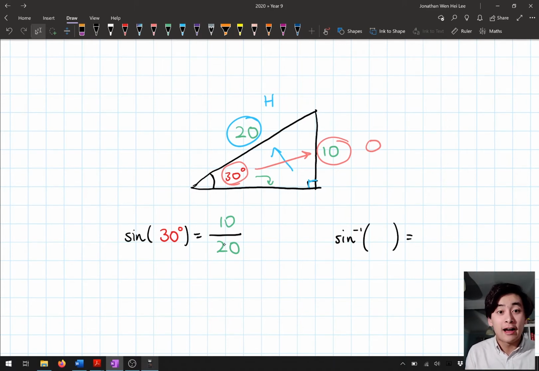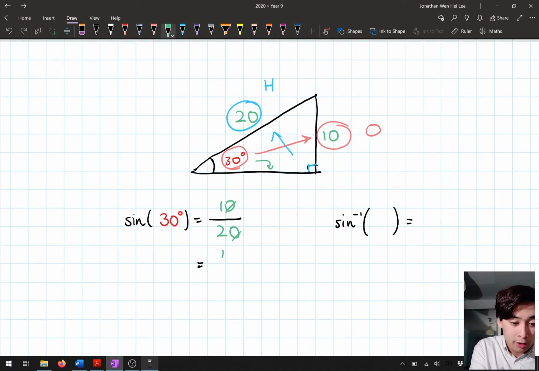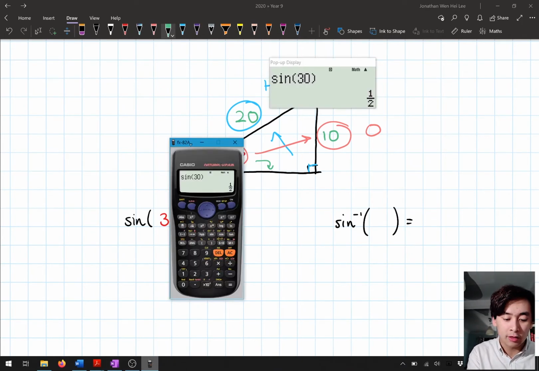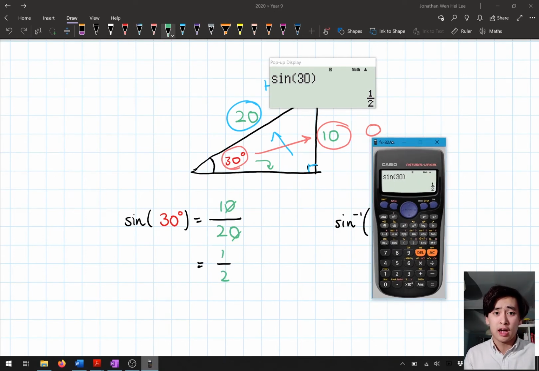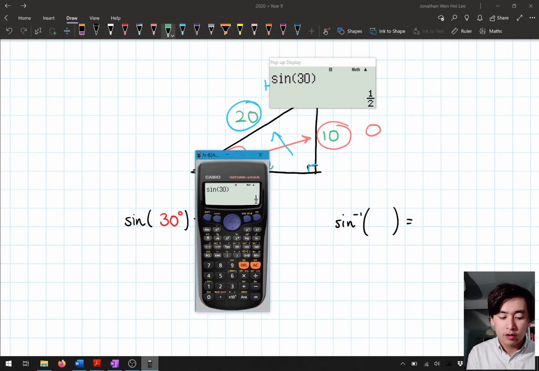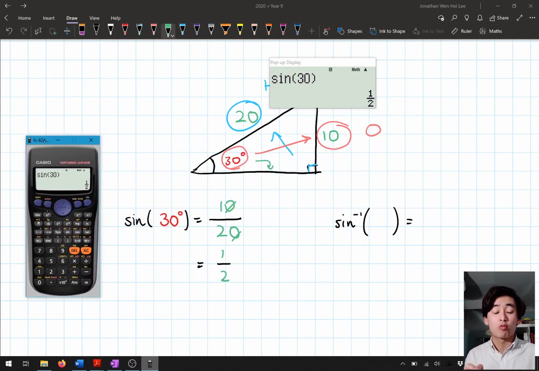We can actually simplify 10 over 20, and if I cancel out the zeros at the end, so divide both the numerator and denominator by 10, I end up getting 1 over 2, which is exactly what I had on my calculator. Sine 30 is 1 over 2. Okay, now, what inverse trig does is we take our ratio and it gives us back the original angle.